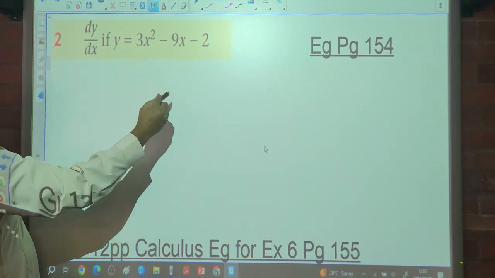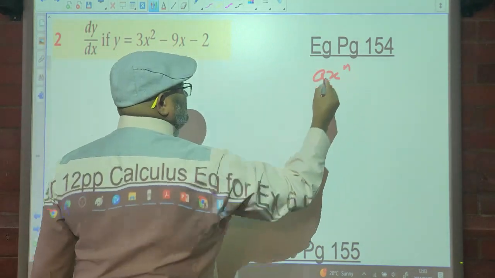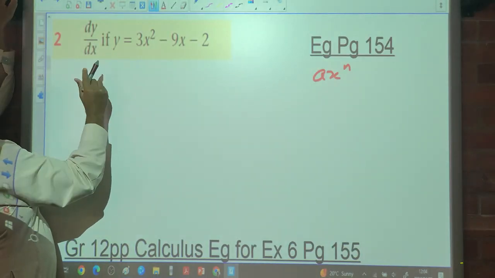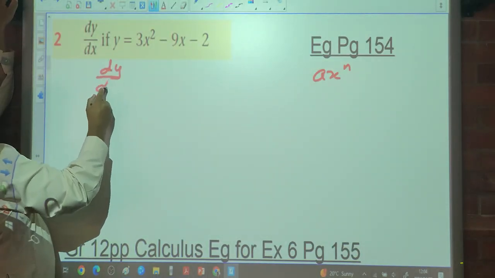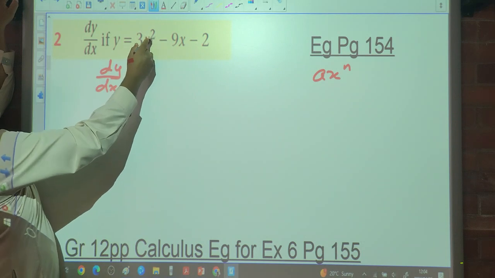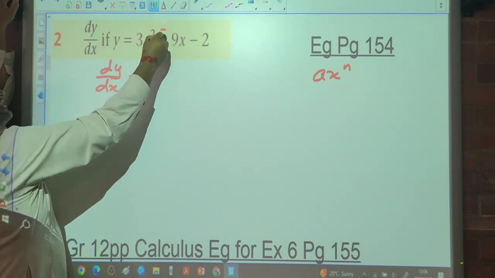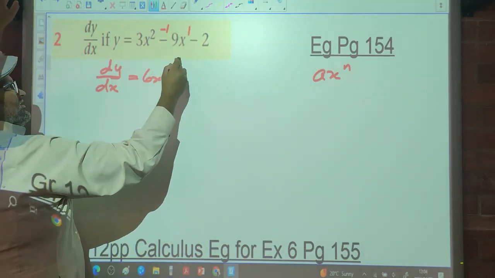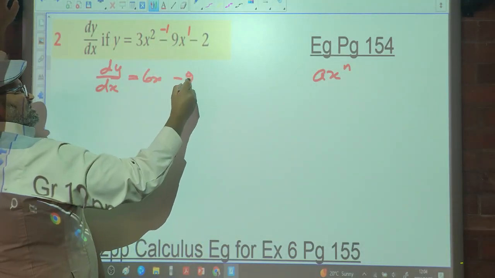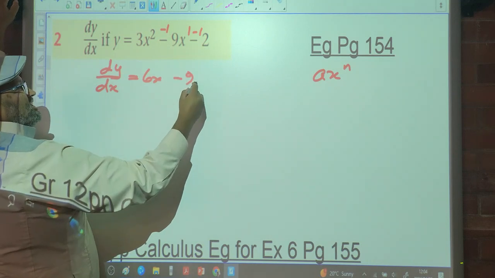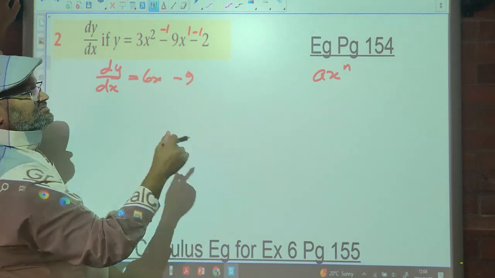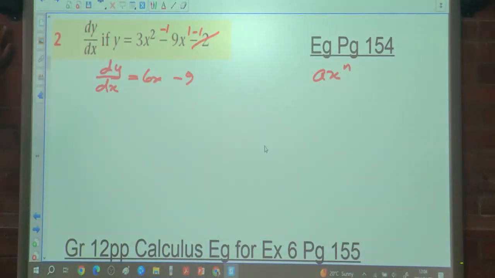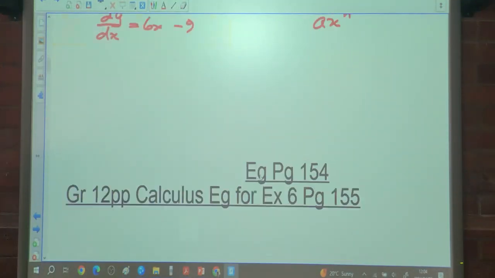Right, so is that in the form of ax to the exponent n? Yes. So let's go for it. I'm applying the derivative, so I write here dy over dx equals 3 times 2 is 6x minus 1, which gives you 1. Here's a 1 here, not so. 1 times negative 9, negative 9. Minus 1 will give you x to the 0, which is 1. Derivative of a constant? You guys understand? Let's carry on with our lives.